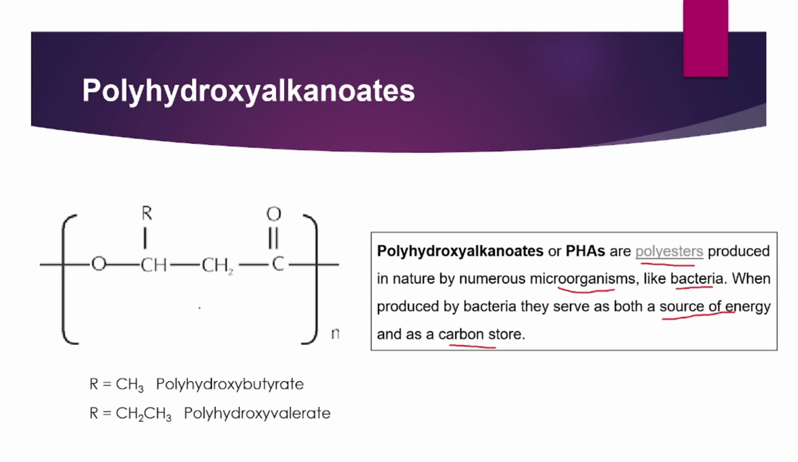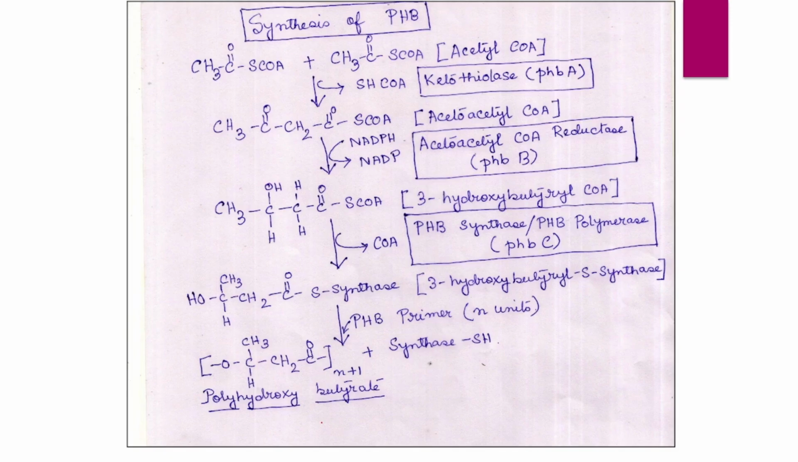Now, the general structure of polyhydroxyalkanoate is shown on the left hand side of the presentation. Here, as you can see, this is an R group or a variable group. If this R group is a methyl group, we call it polyhydroxybutyrate, and if this is an ethyl group, we call it polyhydroxyvalerate.